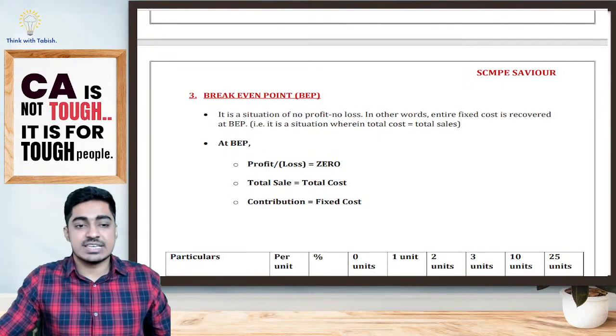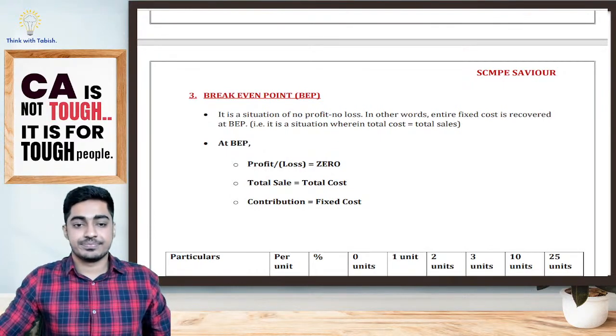Yes, everybody is excited. Should we continue? Should we continue, students?